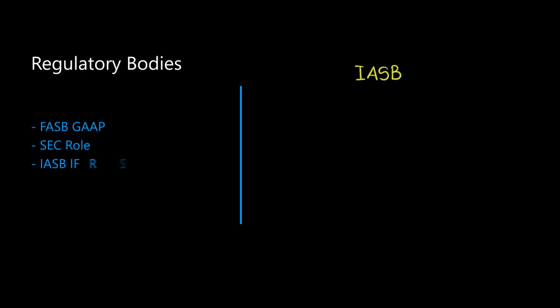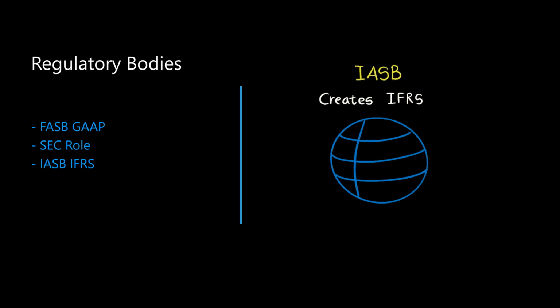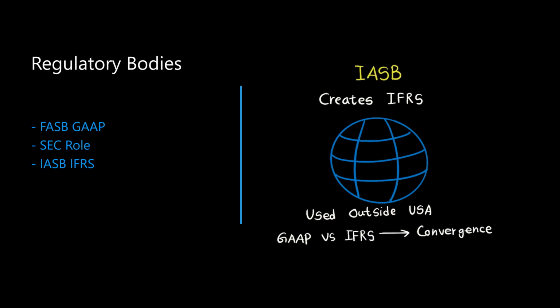You'll also hear about the International Accounting Standards Board, or IASB. They create international financial reporting standards called IFRS, used in most countries outside the United States. The world is slowly moving toward convergence, where GAAP and IFRS become more similar, but they're still different systems today.